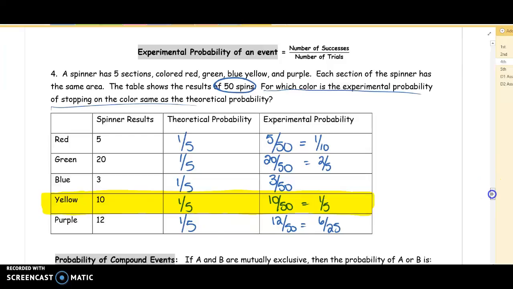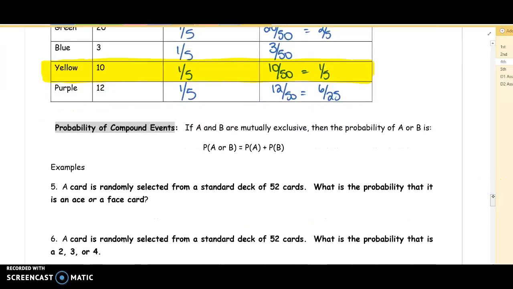Compound events. The big thing that you need to know with compound events is that the word or means you add the probabilities together. Or means add. The important thing here is that the two things must be mutually exclusive. Mutually exclusive means no overlap.